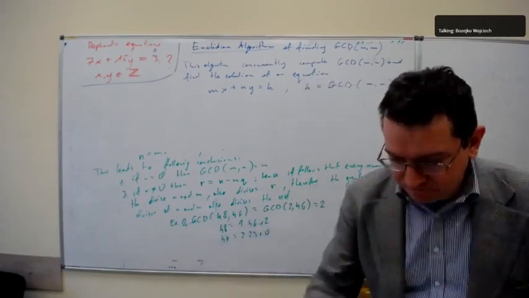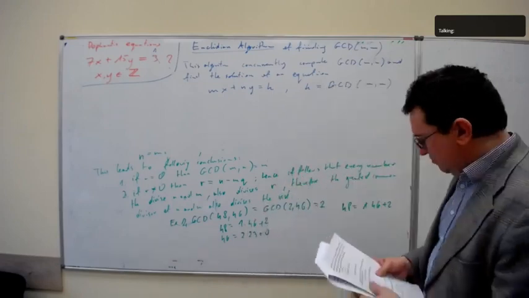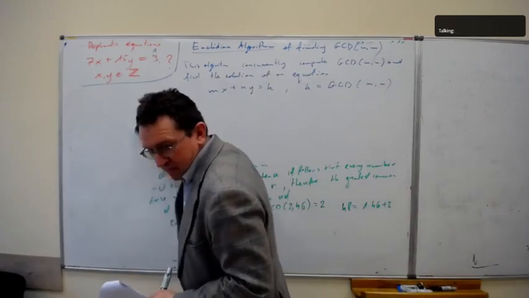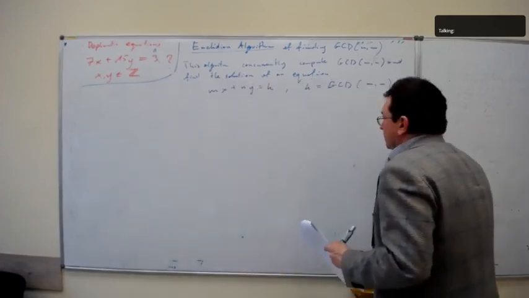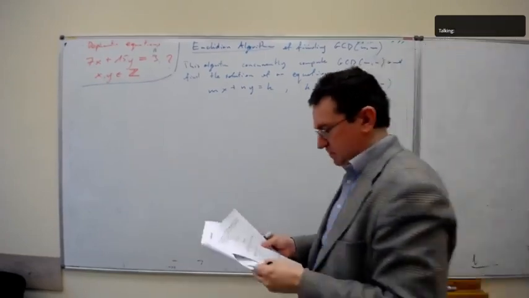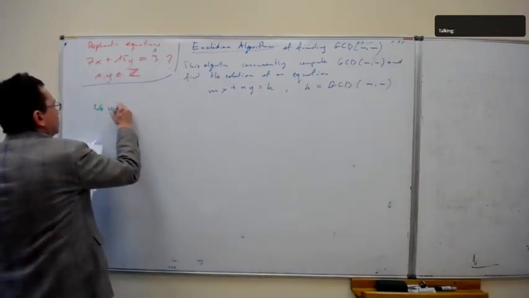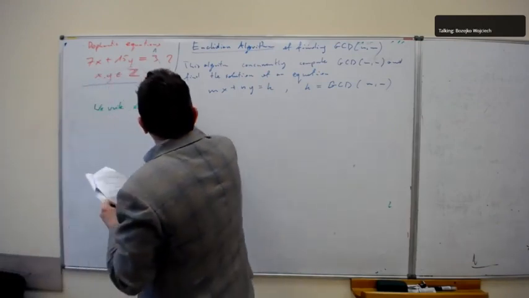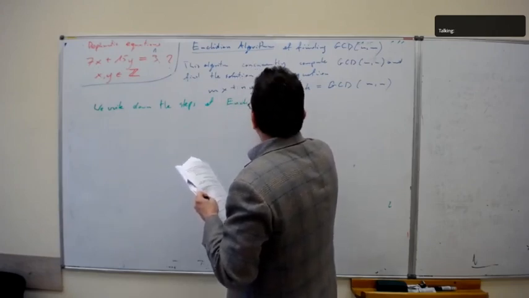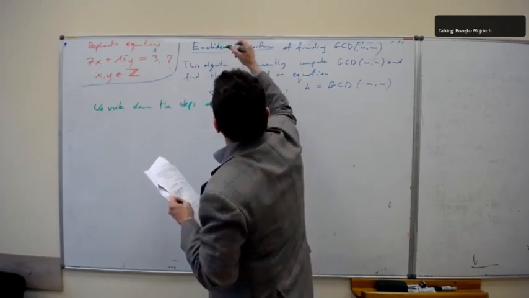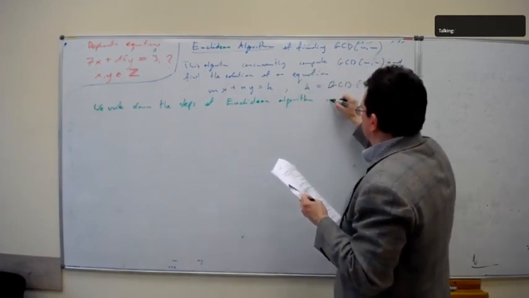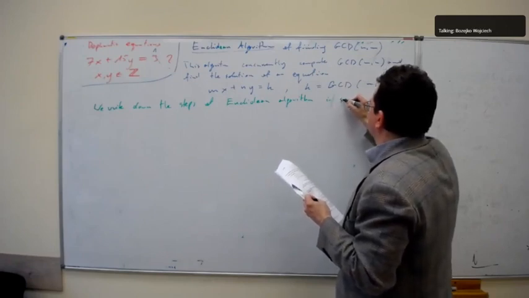Okay, so we write down the steps of the Euclidean algorithm in such a form.